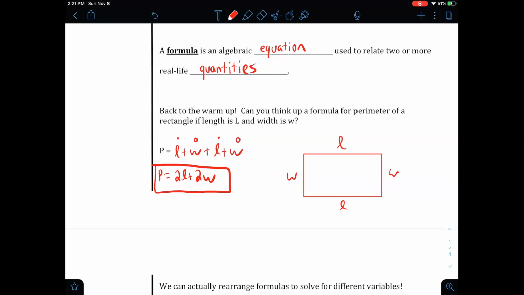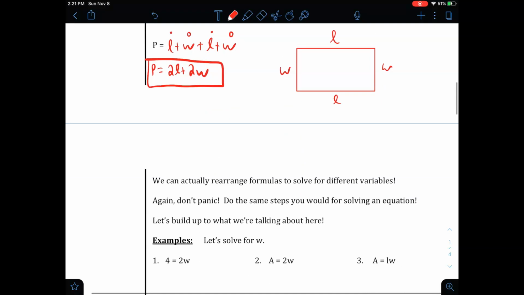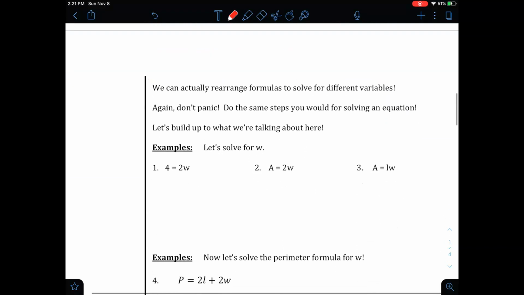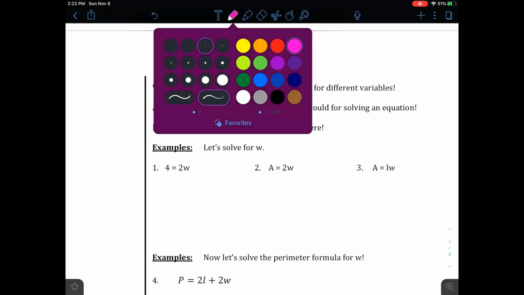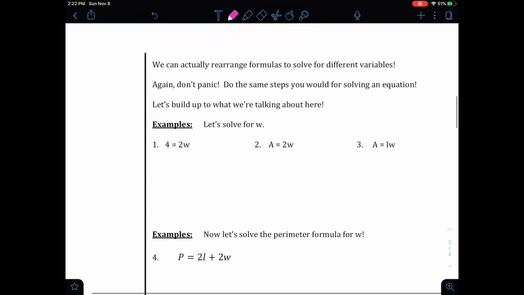All right, next page. It says on the next page, we can actually rearrange formulas to solve for different variables. Again, don't panic. Do the same steps you would for solving an equation. Let's build up to what we're talking about here. Okay, so it's the same thing we kind of did with solving decimal equations, right? So, yeah, let's get into it here.